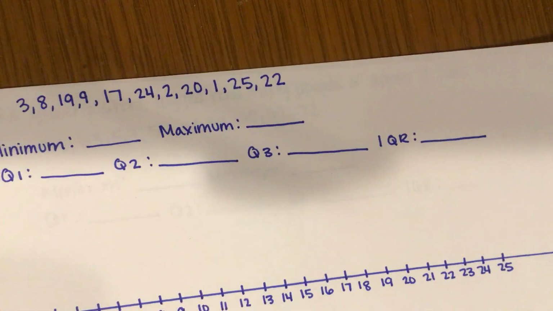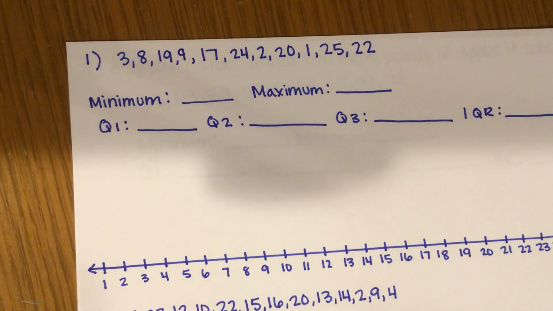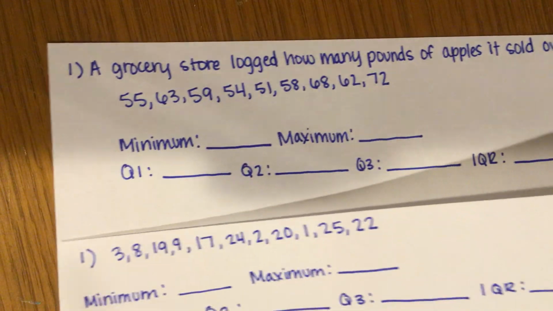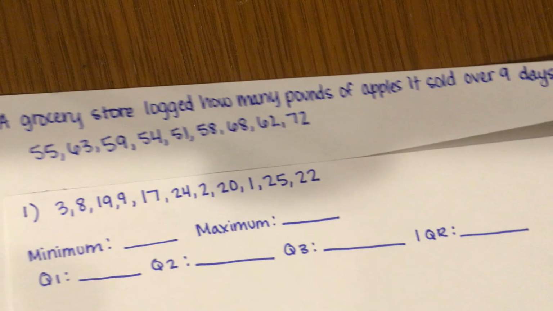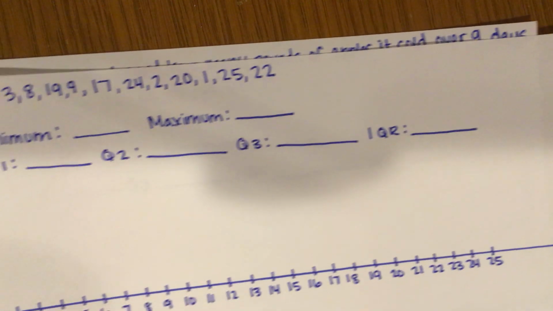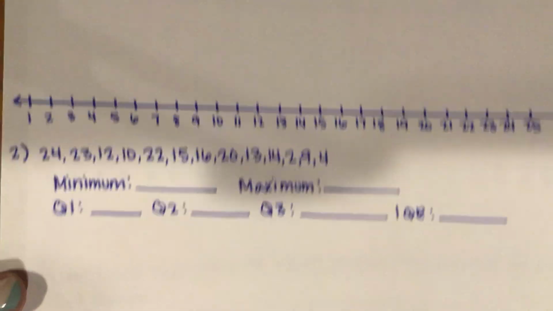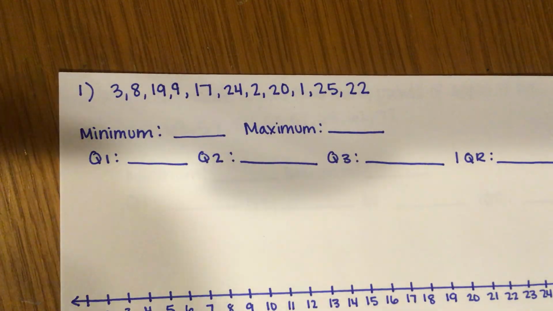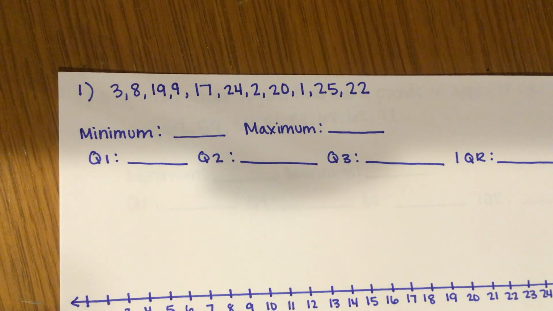Okay. For number 1, on the side without the story problems. So one side we have story problems. One of them says that a grocery store logged how many pounds of apples it sold over 9 days. And the other side had 3 problems. We're on the side with 3 problems. Okay, I can't zoom out, unfortunately. I'm stuck this close to my paper, so we're just gonna have to make do with that.